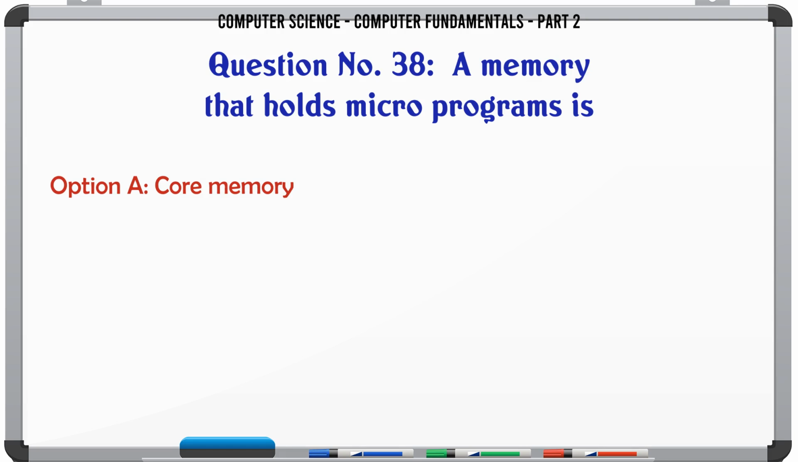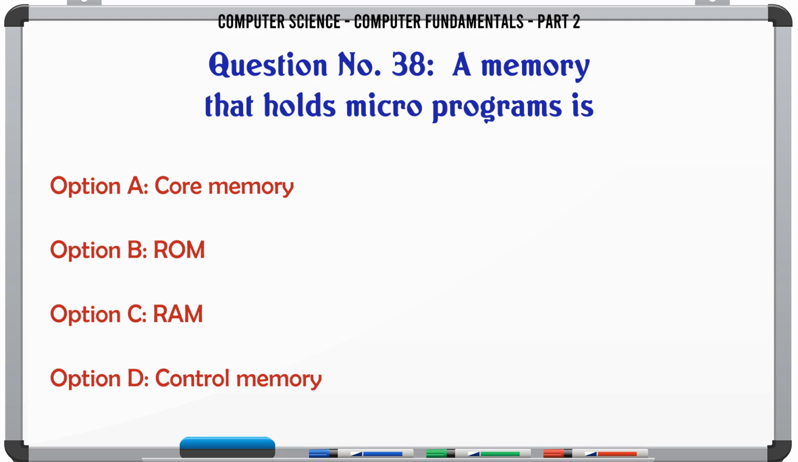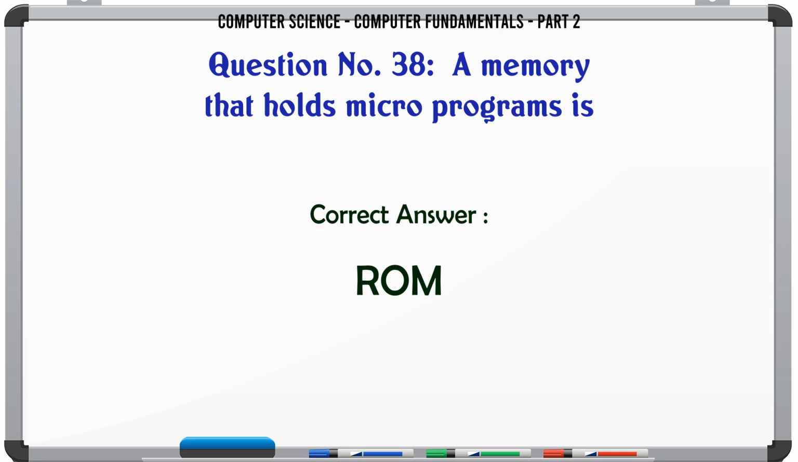A memory that holds microprograms is A. Core memory, B. ROM, C. RAM, D. Control memory. The correct answer is ROM.